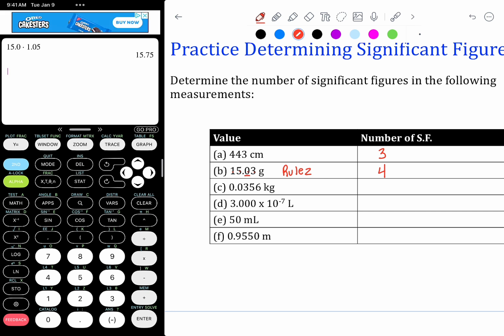The next number is 0.0356 kilograms. This is falling under rule 3, where the zeros to the left of our first non-zero digit are not significant. So these don't matter. Therefore, we have 1, 2, 3 significant figures.